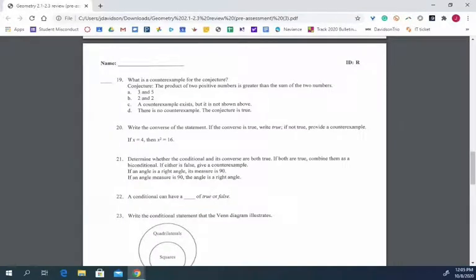19. What is a counterexample for the conjecture? The product of two positive numbers is greater than the sum of the two numbers. Product means multiply, sum means add. So we're looking for a counterexample here. Is 3 times 5 greater than 3 plus 5? Yup. Is 2 times 2 greater than 2 plus 2? No, they're equal, right? So there you go.